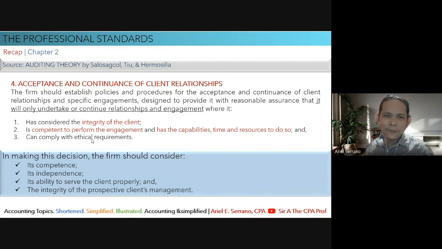Ma-identify ba ninyo yon by now? Ano-ano yon? Bigyan ko kayo ng isa, dalawa. Integrity, objectivity. Ano pa yung mga susunod? May mga ilan pa yon. So if you want to comment, okay, you can comment down below. Ano ba yung requirements natin na yun? If you still recall.